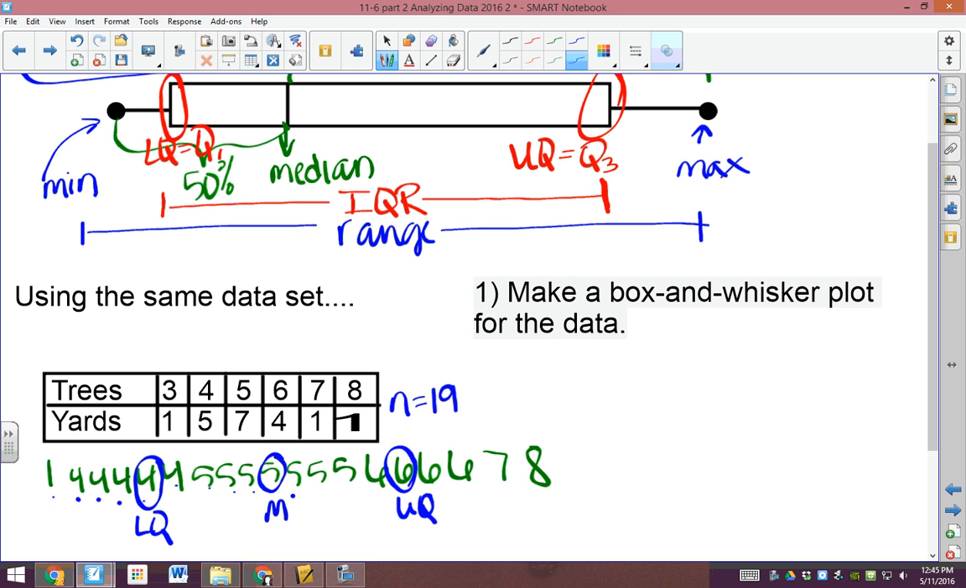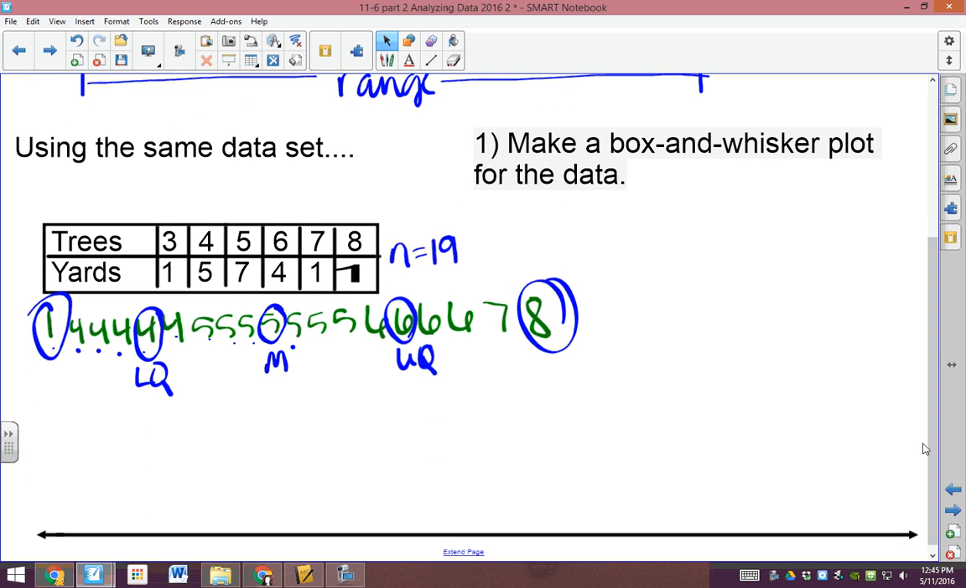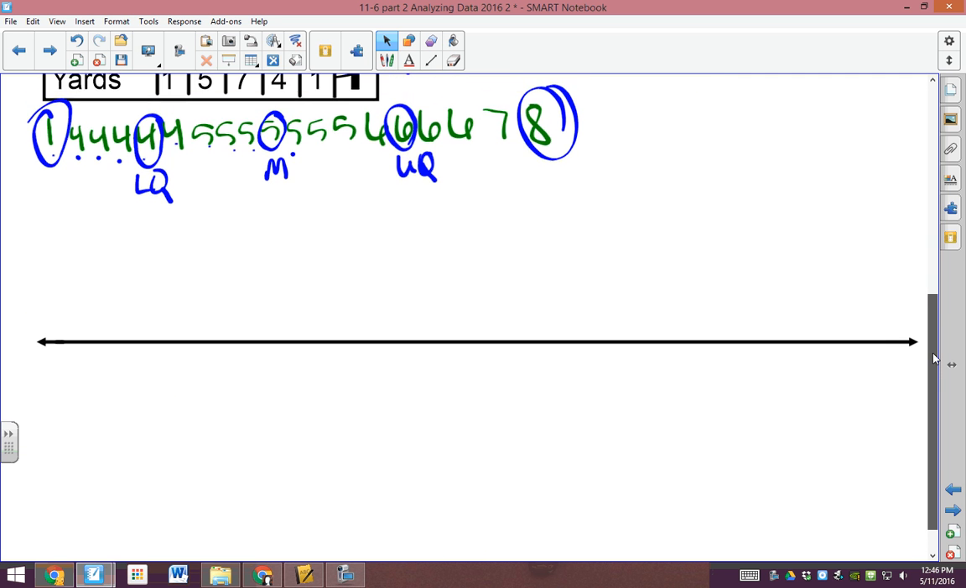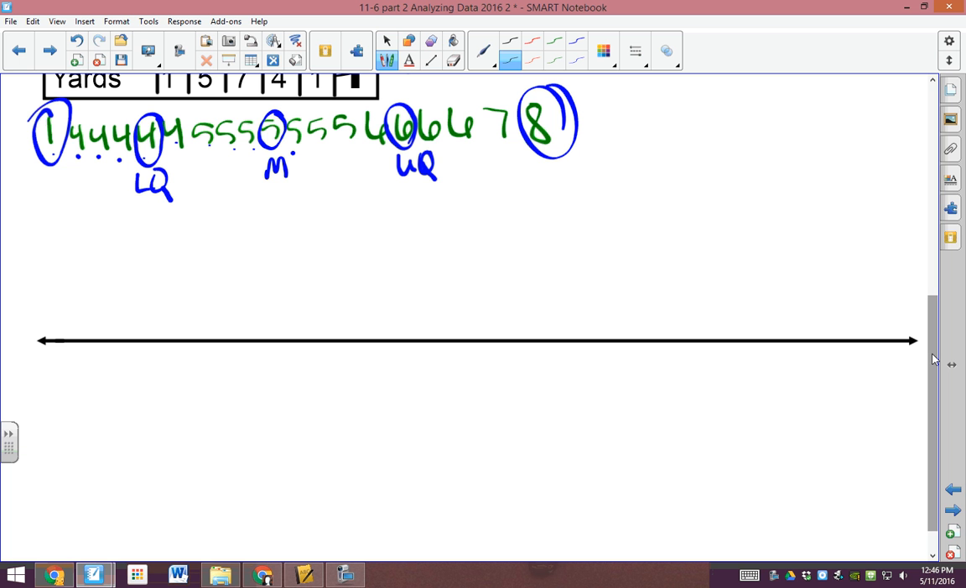This is the max. There's the min. What's the interquartile range? Subtract the 6 and the 4 to get 2. Alright, you need a number line. I did not number it here. I know I need to get all the way to 8.